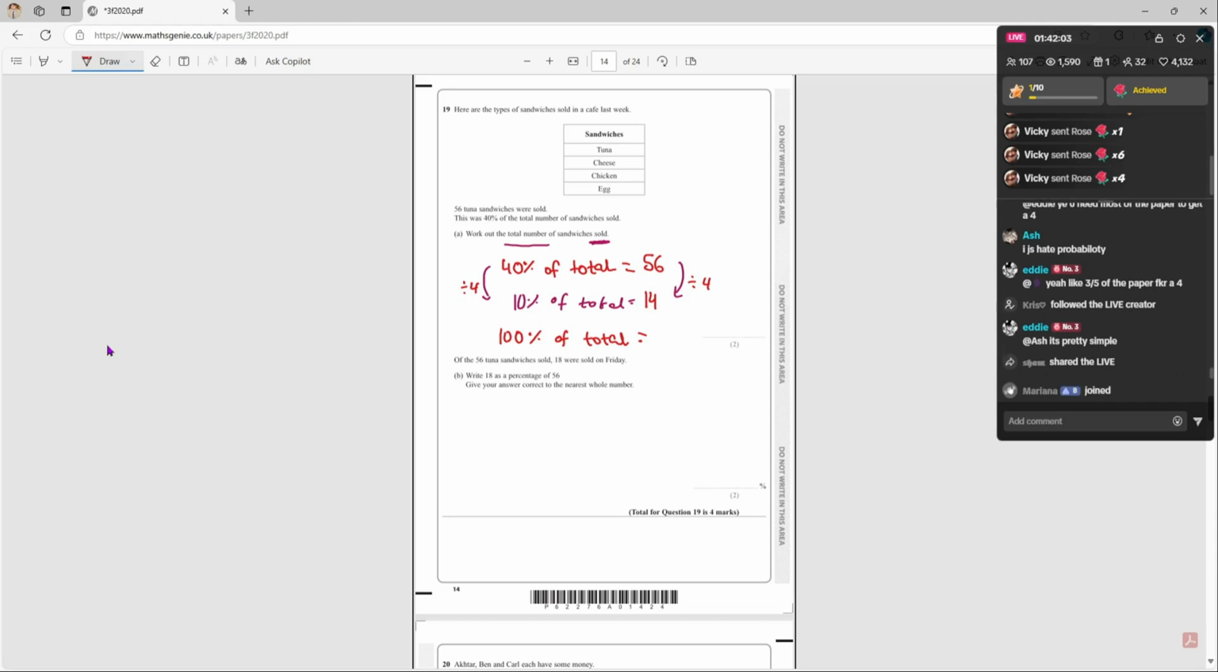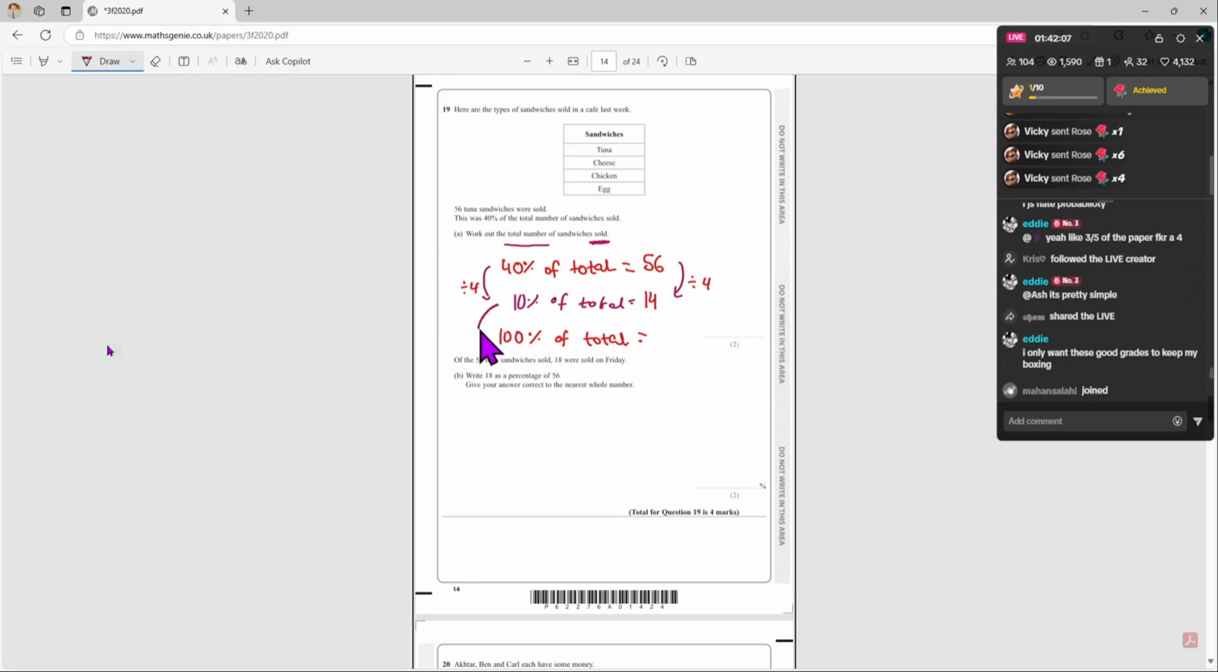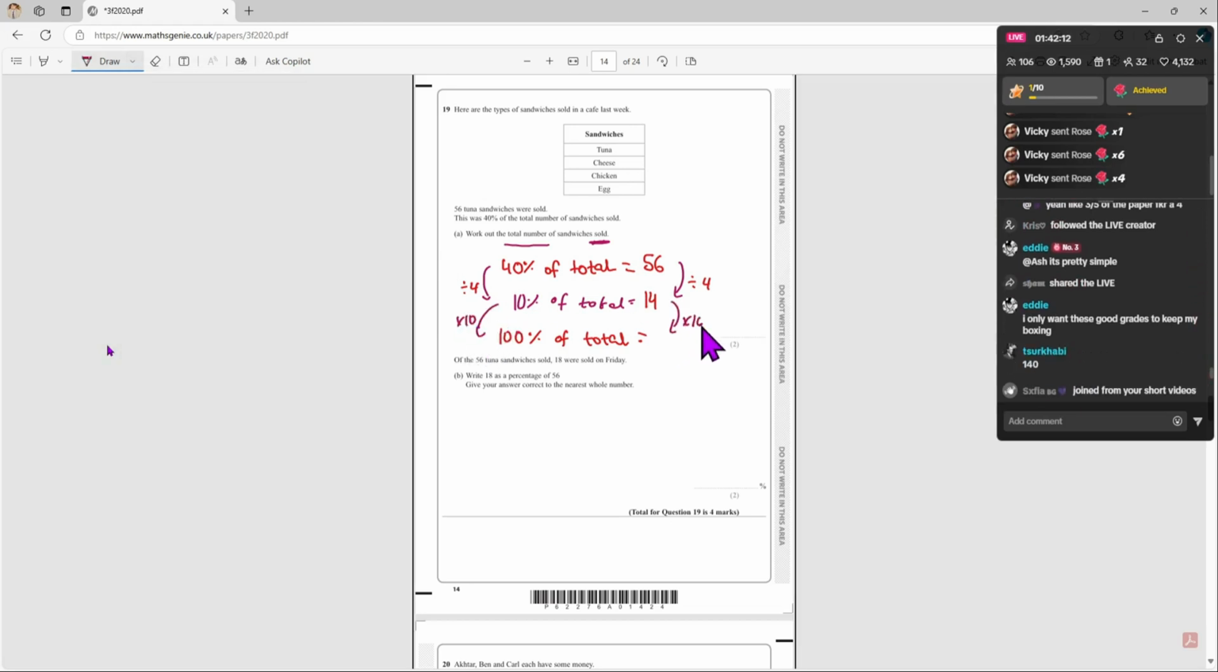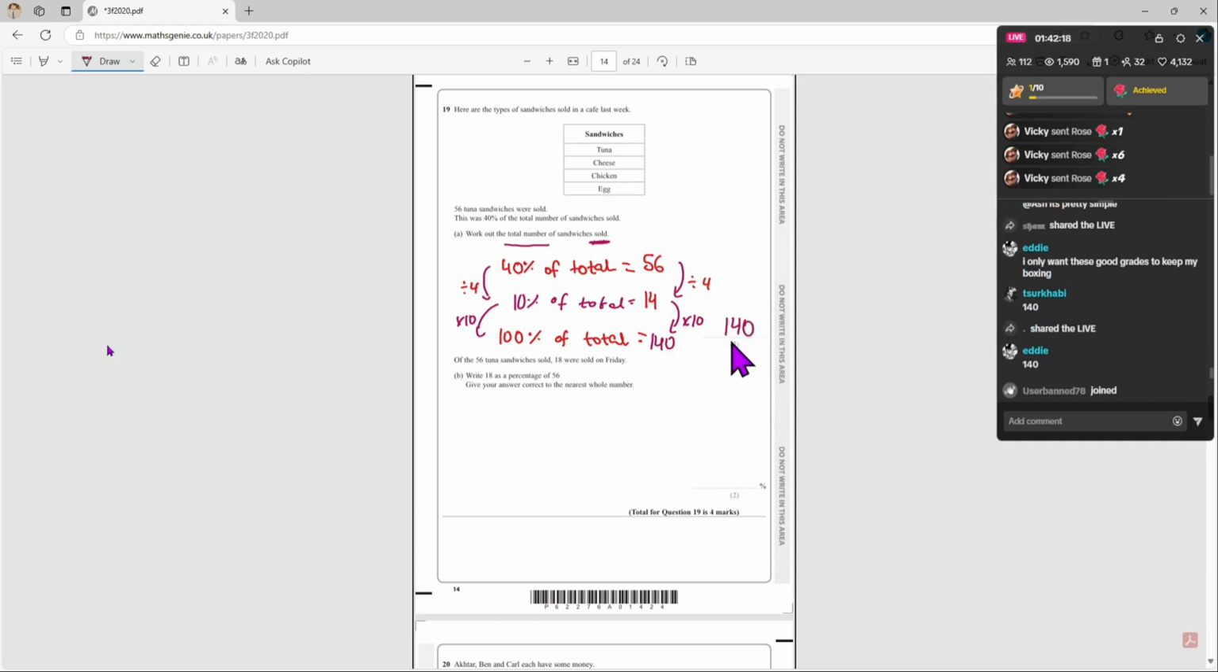Now we can work out 100%. In the chat, tell me what is 100% of the total. We have to multiply by 10. So what's going to be the answer? It's going to be 140. Well done. 140.